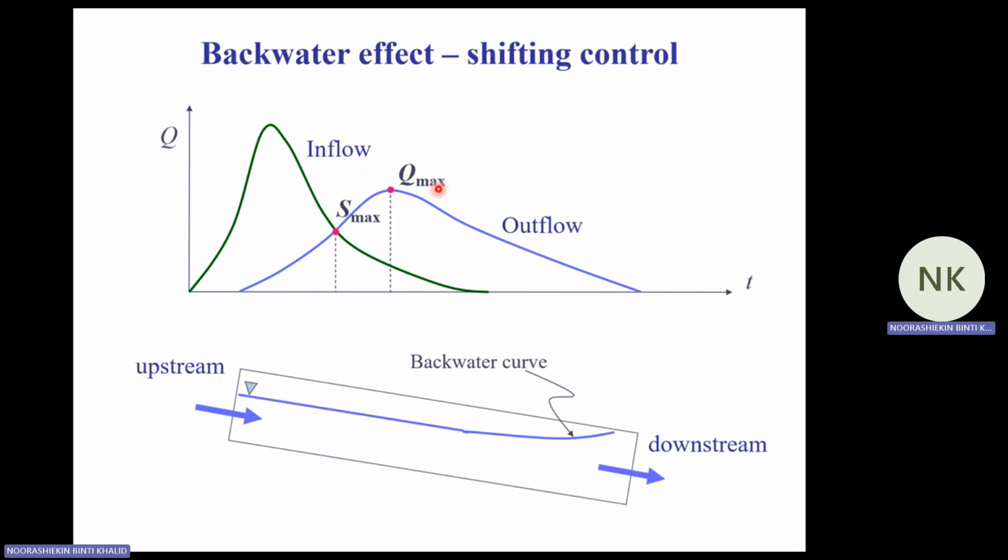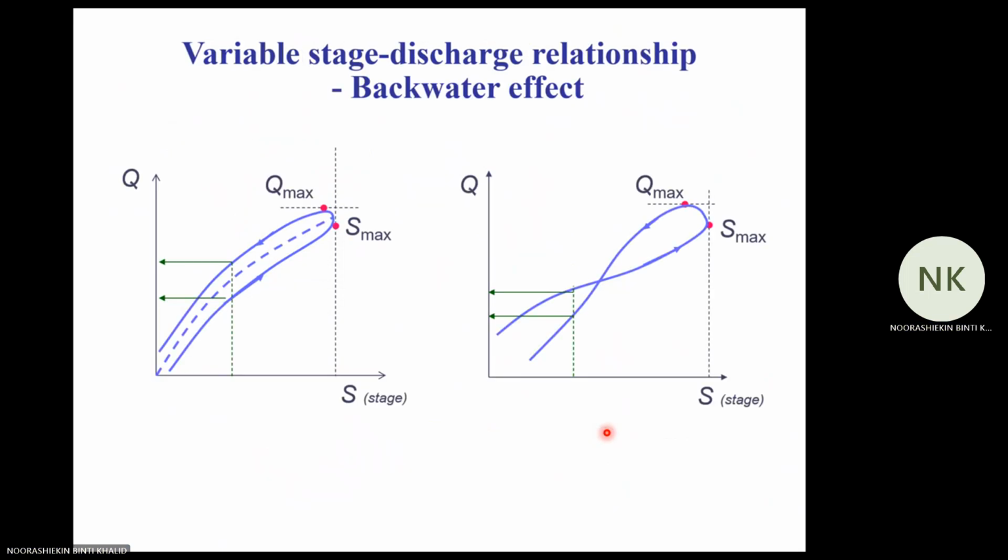Backwater effect: from upstream to downstream, if there are any obstacles, for example a breach or the intersection between two rivers, there is a backwater effect here. That one we call the backwater curve.